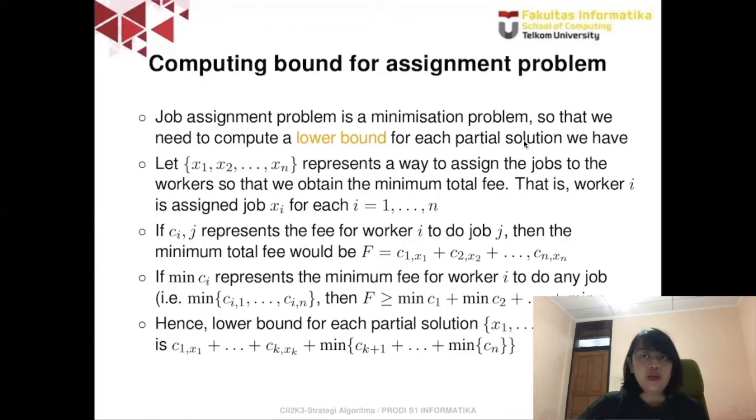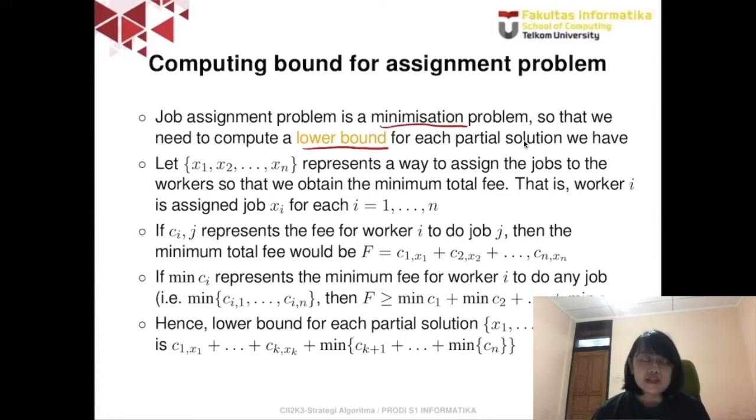So for backtracking, we just need to know the way to construct a state space tree, but for branch and bound, we also need to know how we can compute a bound for this assignment problem. So the job assignment problem is the problem to minimize the total fee to pay the workers. So it's a minimization problem, so here we need to compute a lower bound. If it is a maximization problem, then we need to compute an upper bound. But here it is a minimization problem, so we need to compute a lower bound.